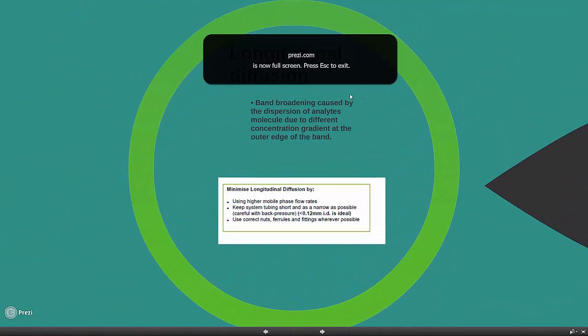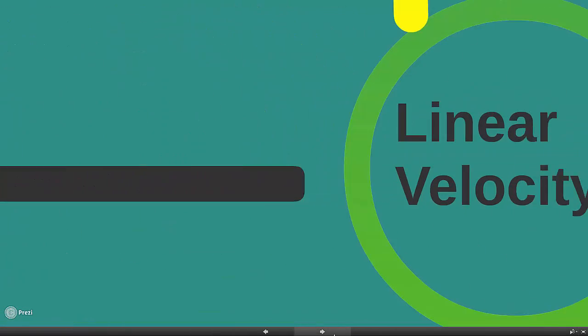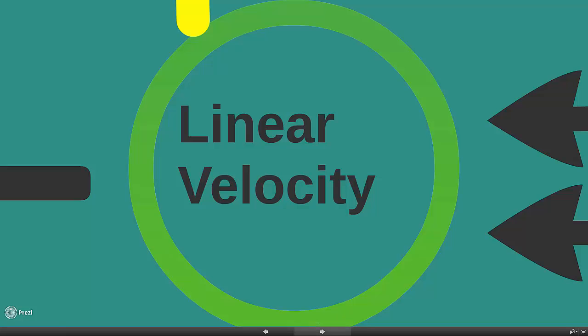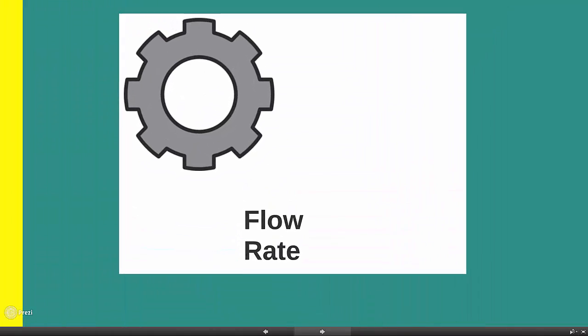So look at the longitudinal diffusion. It's actually band broadening, which is caused by the dispersion of analyte molecules as they go through the column, because they have different gradients at the edge of the band. To minimize it, you can use a higher mobile phase flow rate or keep the tubing system short. It depends on linear velocity, and linear velocity itself depends on column diameter and flow rate.